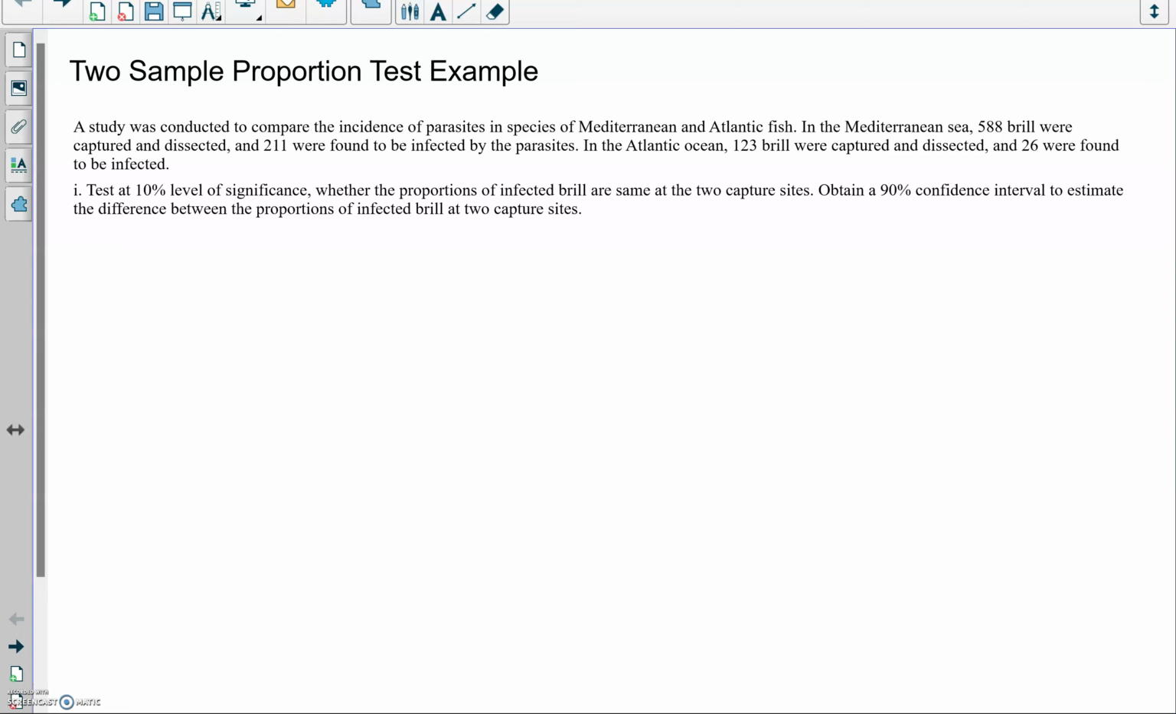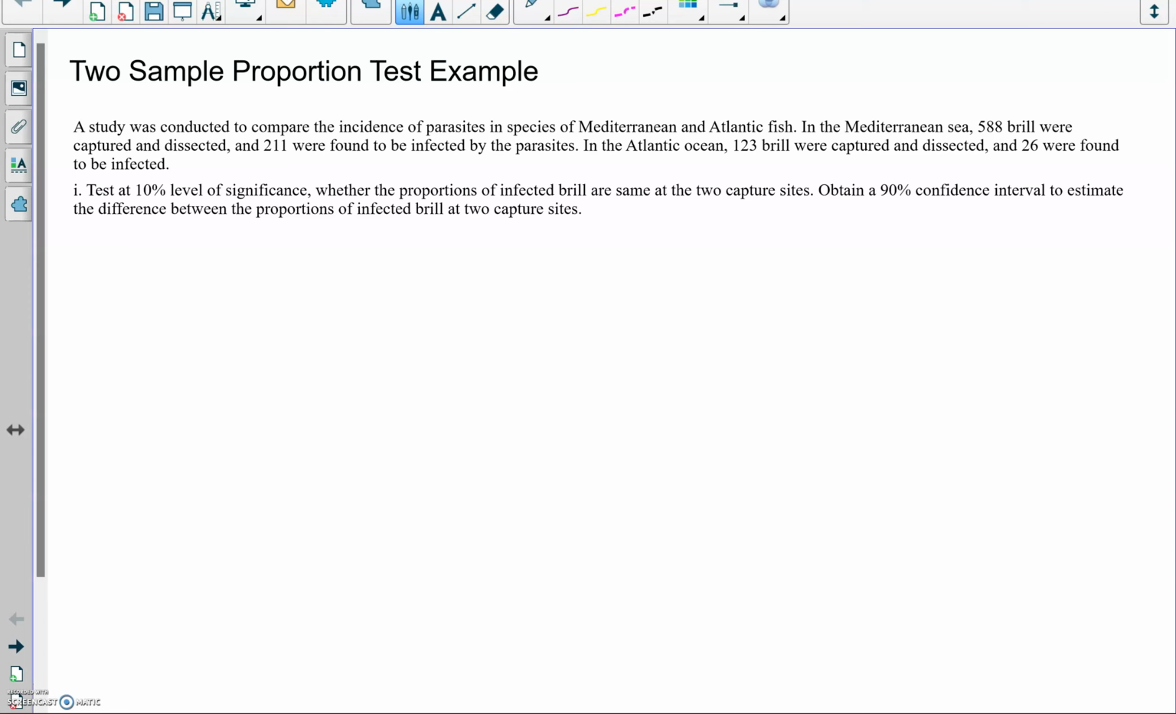So we want to test at the 10% level of significance whether the proportions of infected brill are the same at the two capture sites. And then we want to obtain a 90% confidence interval to estimate the difference between the proportions of infected brill at the two capture sites. So what we're looking at here with the test for two proportions, they essentially give us two proportions, the one from the Mediterranean, the one from the Atlantic.